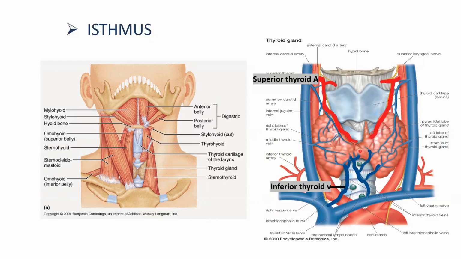These relations of the isthmus must be clearly remembered while doing a tracheostomy, that is creating an opening in the trachea, when we have to retract the isthmus and then create an opening in the trachea. So these are the gross relations of the lobes of the thyroid gland and the isthmus of the gland. The lobes have three surfaces: lateral, medial, and posterolateral, and the isthmus has an anterior and posterior surface.